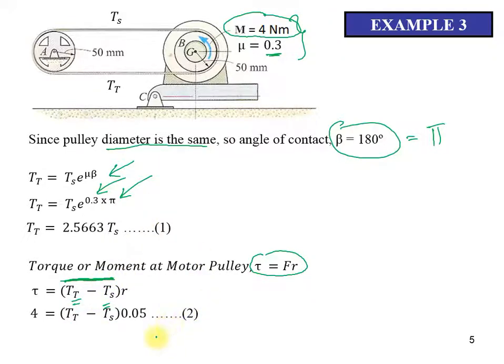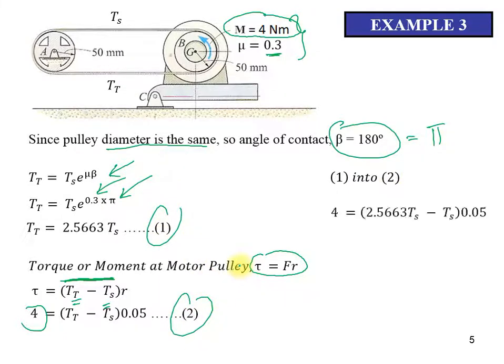Okay, we still don't know the maximum tension and the slack tension, but anyway, we just put in the radius first, which is 0.05, and we know that the torque at the pulley is 4. So this is equation number 2. Then we put equation 1 into 2, and we will get another equation, which is something like this.